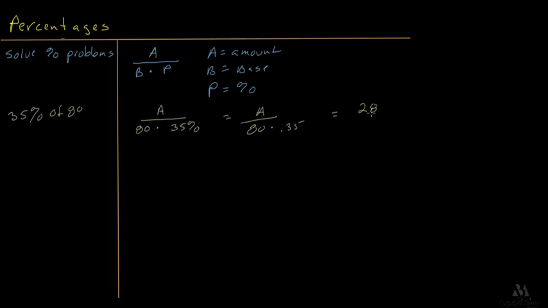Let's try another one. 3.47% of 5,710. Well, we know our percent is going to go over here, so I'm just going to go ahead and convert it to decimal now. 0.0347. And I said the word of, and so what follows that is going to be my base. So I've got 5,710, and we multiply that out.